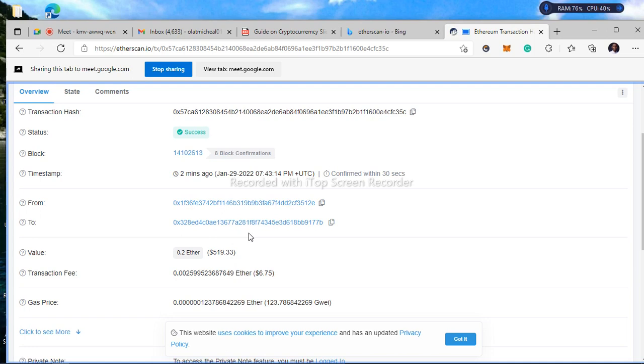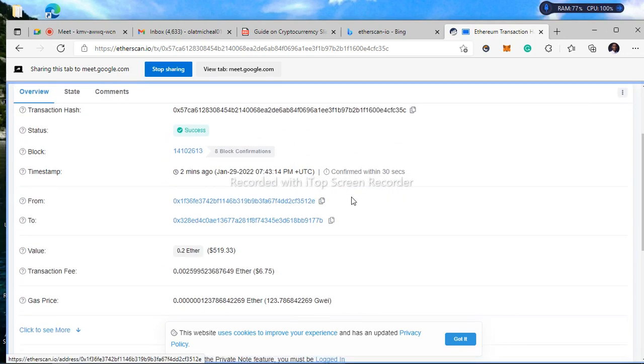Now we said the blockchain is very transparent. So this is what we mean by transparent. You can view the transaction. Now, this person that transferred this amount of Ethereum to this other person, I can actually see what currency the person is holding by clicking on his wallet address. Now let me do that.